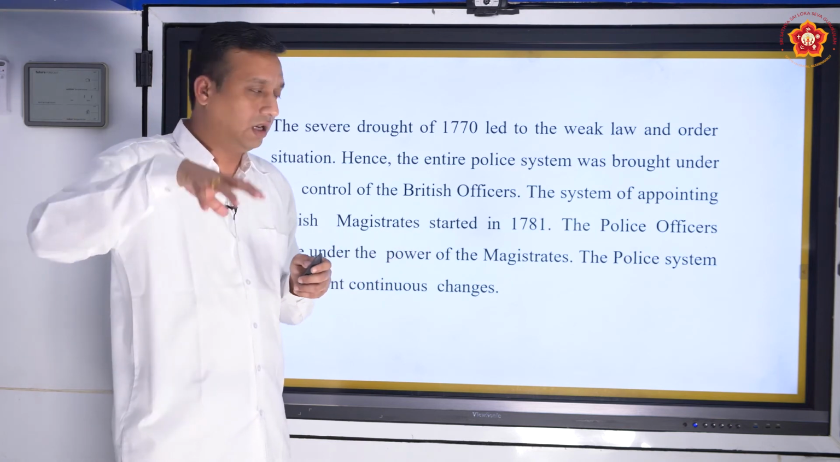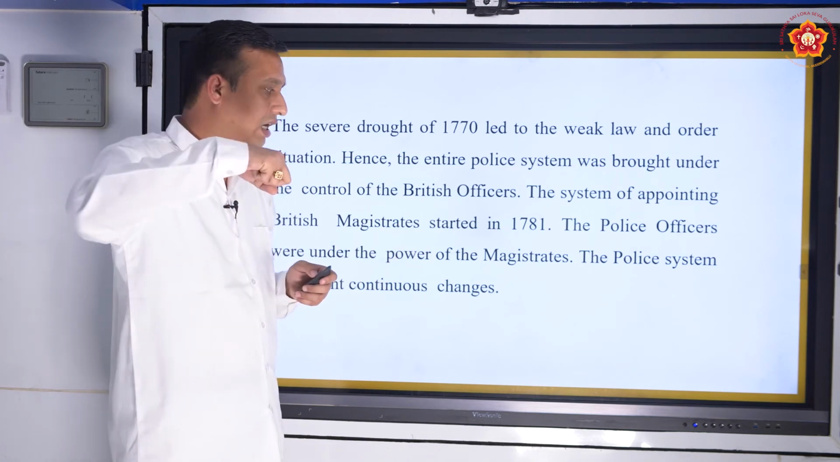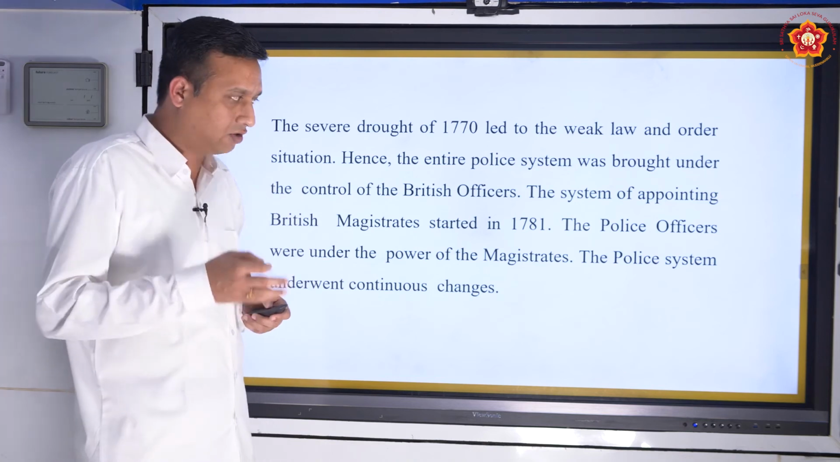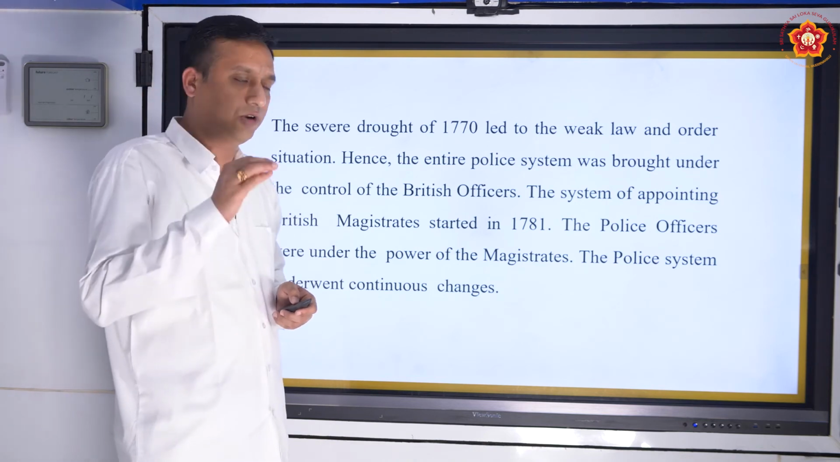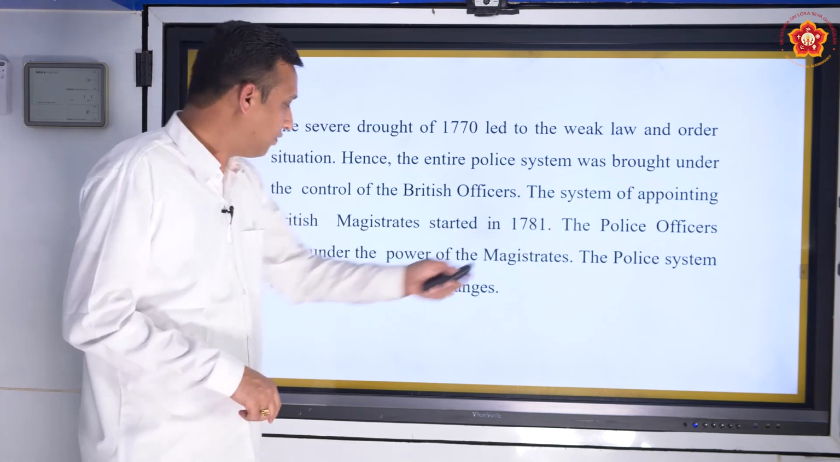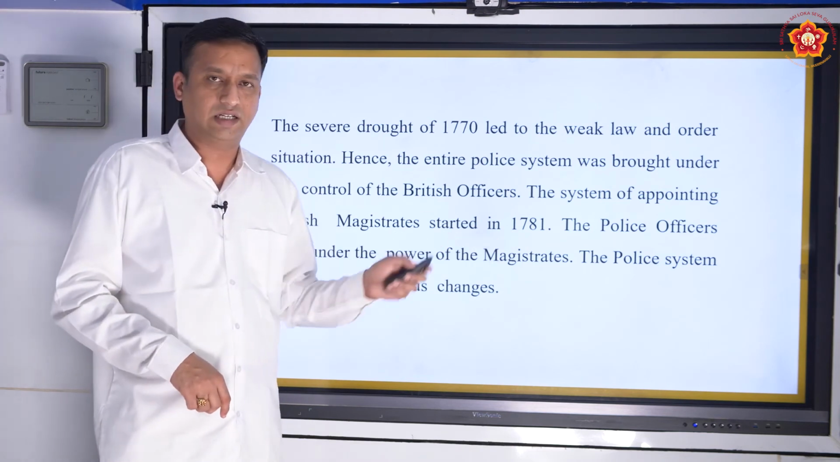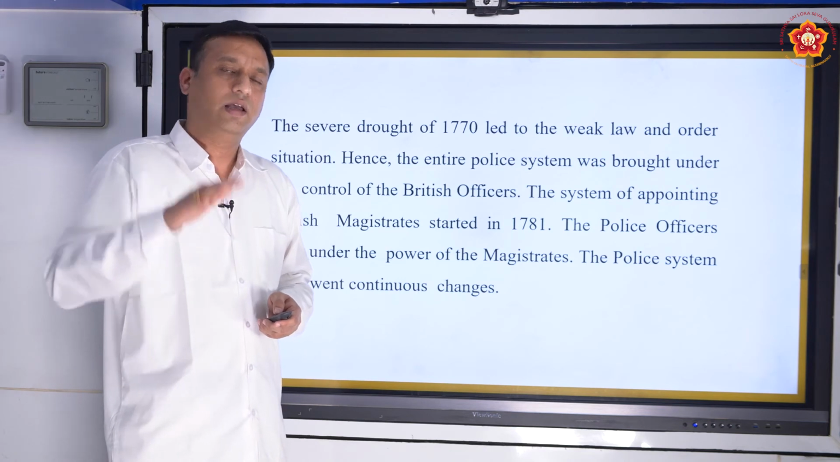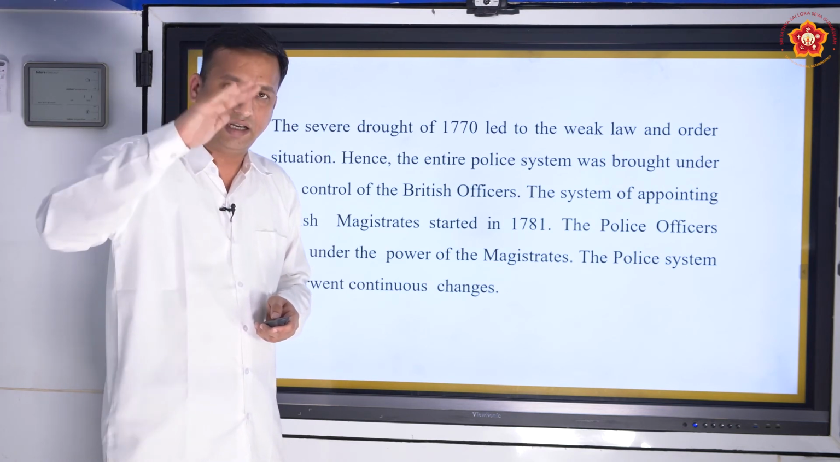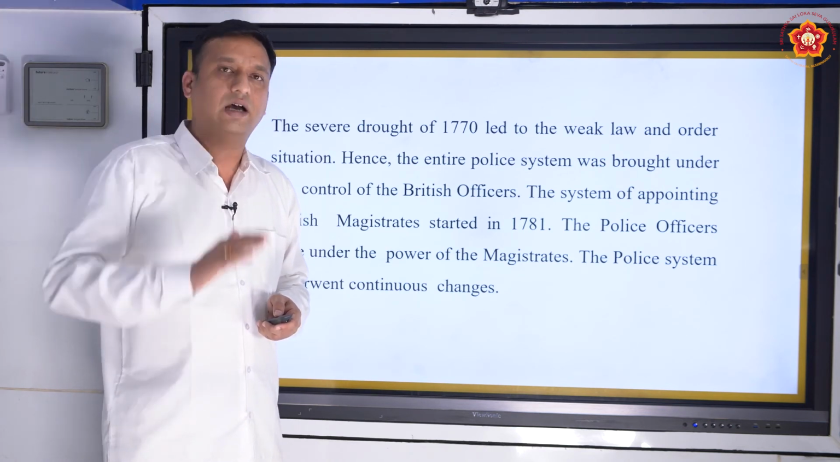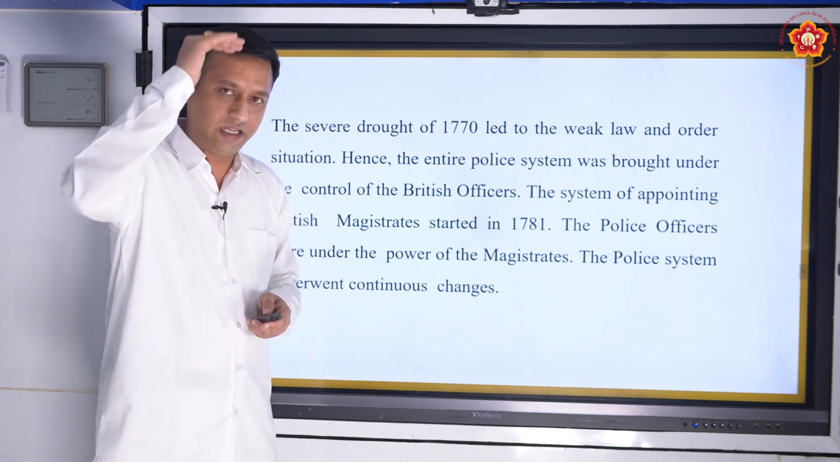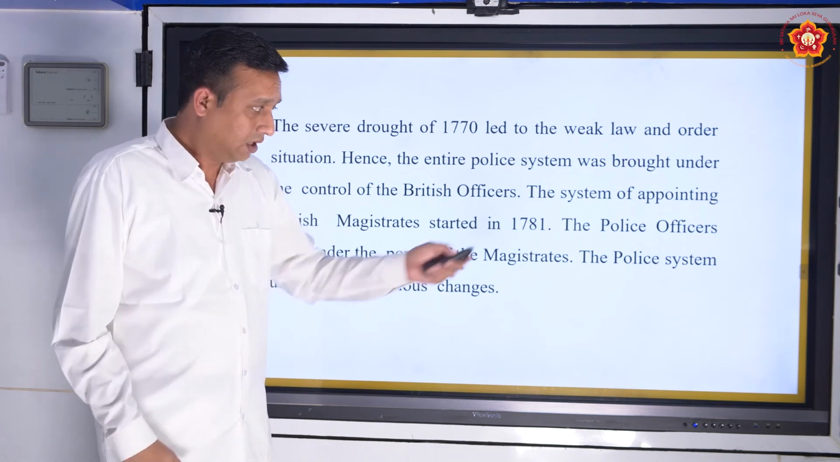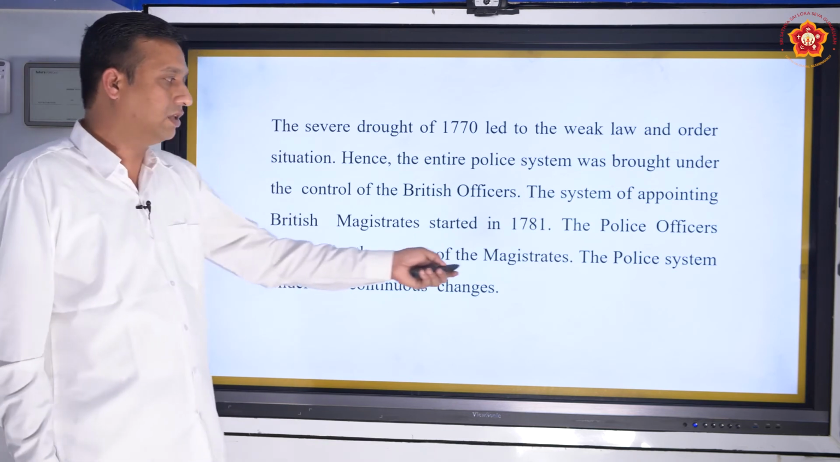So for the whole district, the person in charge was the DM or district magistrate. Today what you call district collector, Deputy Commissioner. The police officers were under the power of the magistrates. So the police comes under, today also, the head is the district magistrate, or the DC is the head. Under him comes the SP. The police officers were under the power of the magistrates.